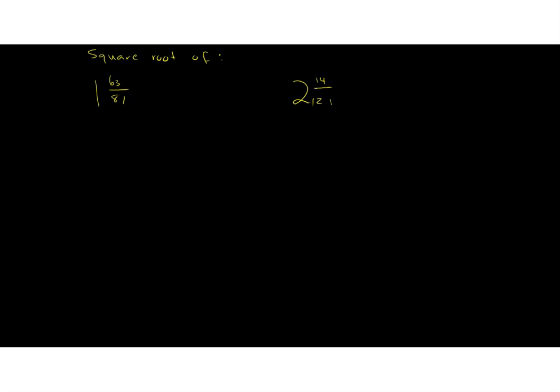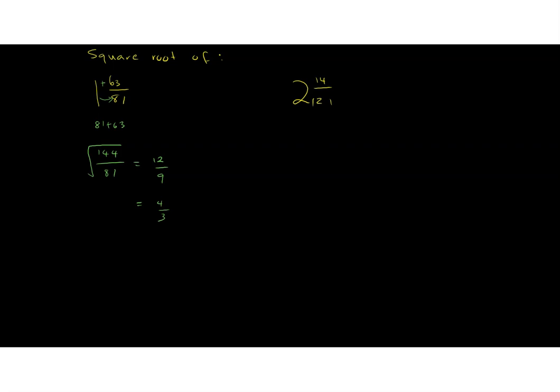To convert this to an improper fraction, you're going to multiply by 81 and add 63. So 81 plus 63, that is 144 over 81. And then you find the square root of that. That's going to give you 12 over 9, because the square root of 144 is 12. The square root of 81 is 9. You simplify that, that is 4 over 3.